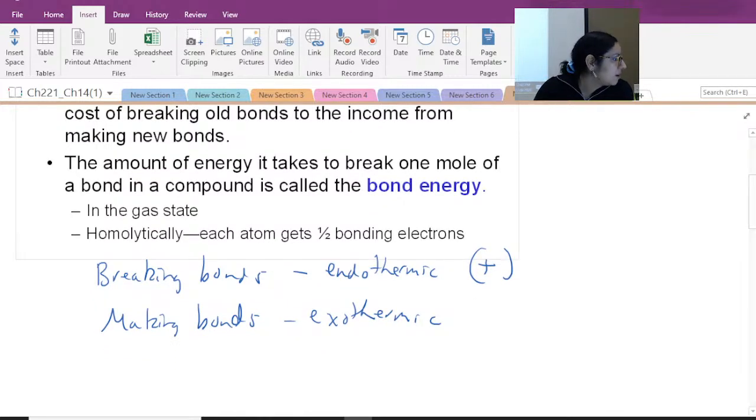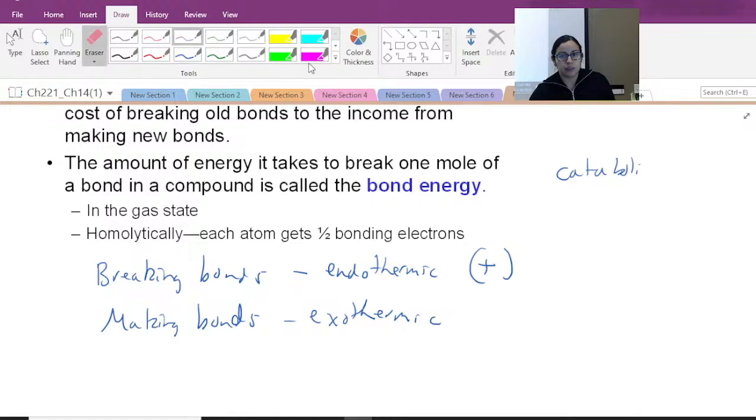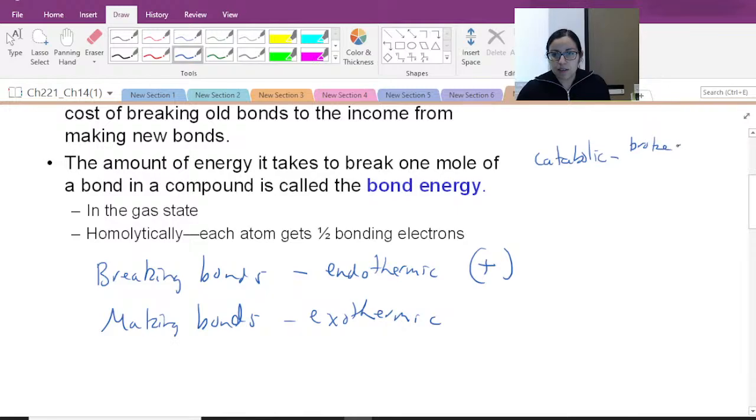And you can relate it to catabolic and anabolic processes. This is kind of an aside. We were saying catabolism, or catabolic, is the overall process that breaks down molecules. So this is now the more overall process: breaking down molecules.